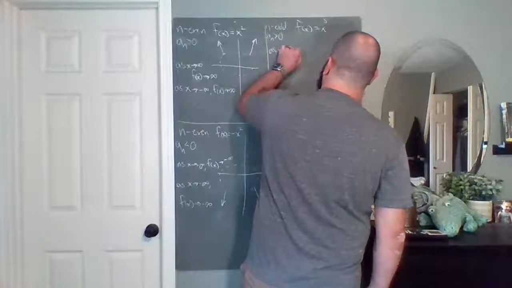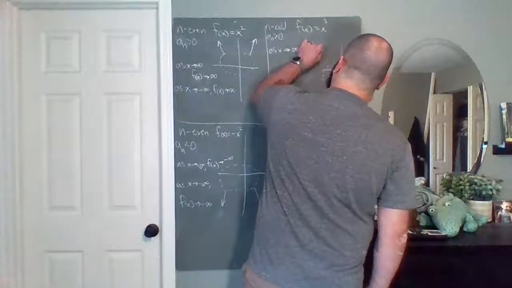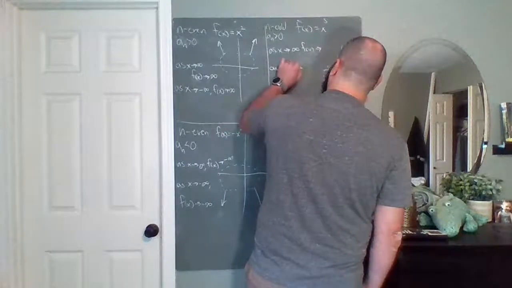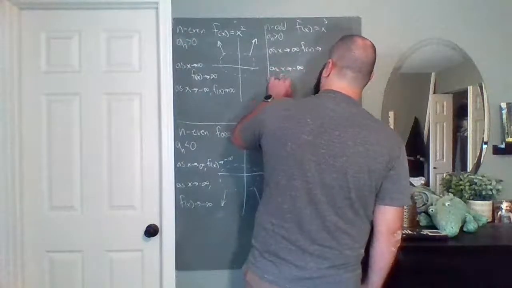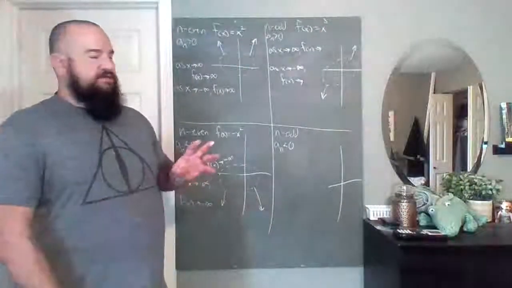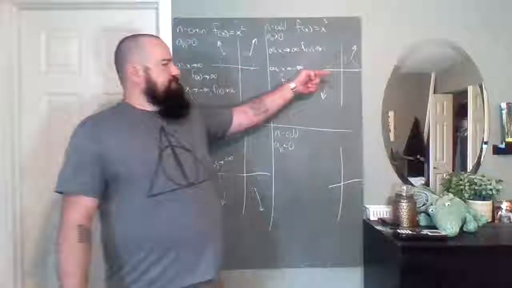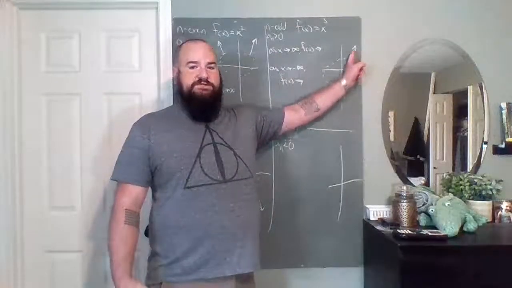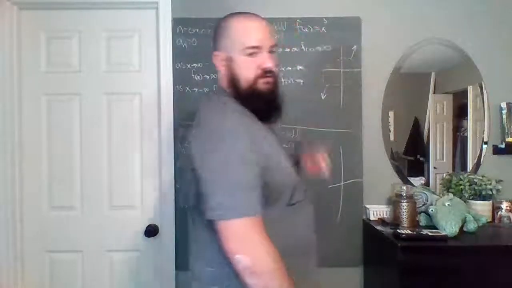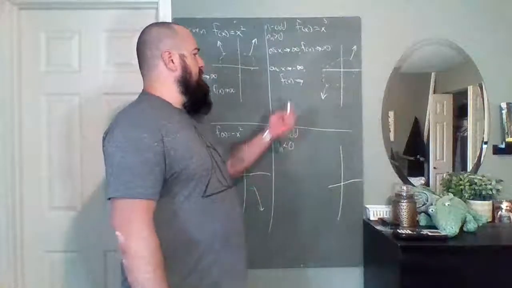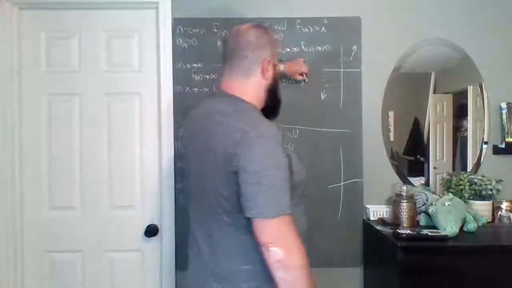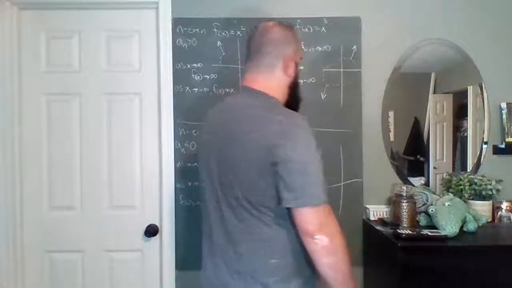And just like we did over here, as x goes to infinity, f of x goes to, as x goes to negative infinity, f of x goes to. So if you look at this, as x goes to infinity, as we're going out to positive infinity, our function is going up, which means f of x goes to infinity. And as x goes to negative infinity, our function is going down, so our function goes to negative infinity.